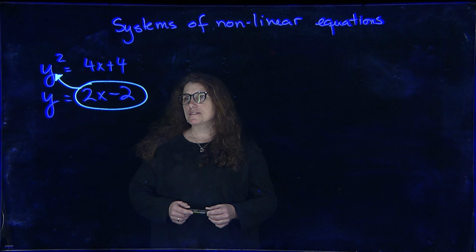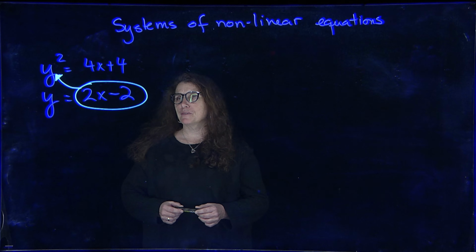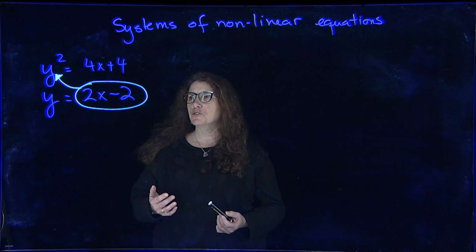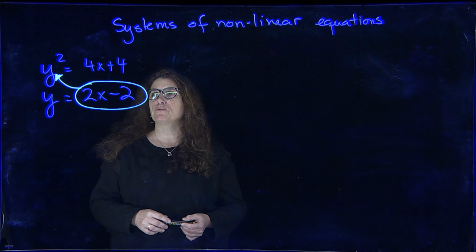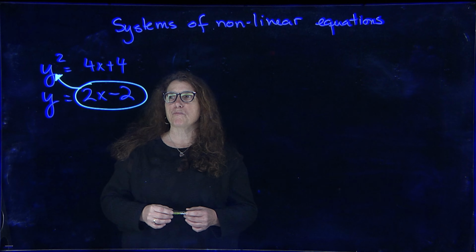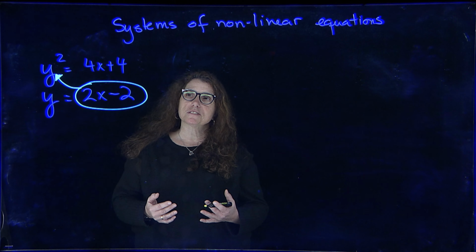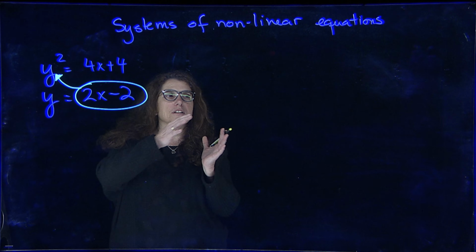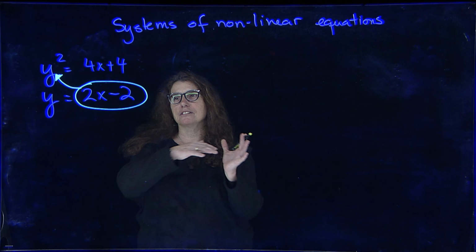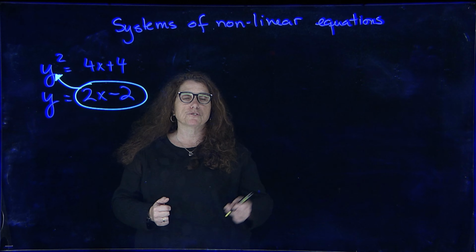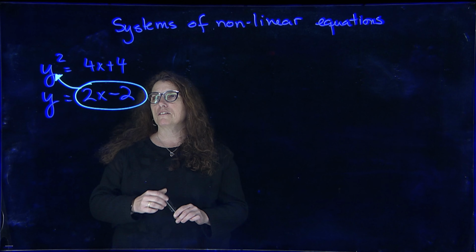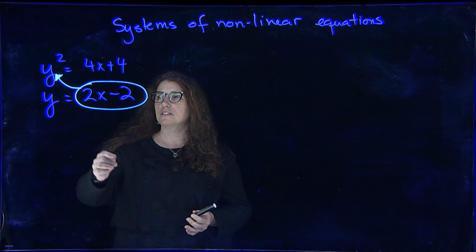Let's take a look at a system of nonlinear equations. We see we have a nonlinear equation here because in the first equation, y is raised to the second power. What that really means is that we have a parabola that is rotated 90 degrees, and I'm going to show you in a second on a visual so you have an idea.